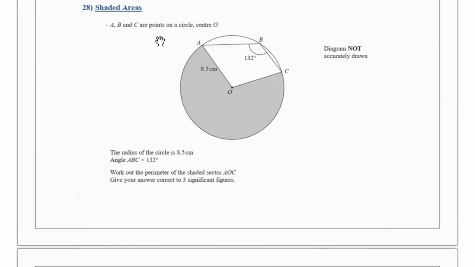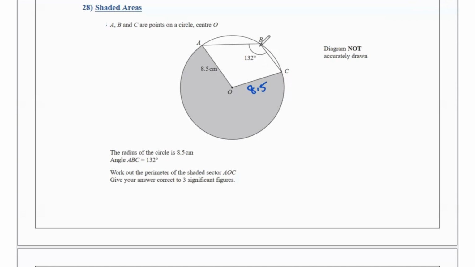Then it says A, B, and C are points in a circle with center O. The radius of the circle is 8.5 centimeters and angle ABC is 132 degrees. Work out the perimeter of the shaded sector AOC, giving your answer correct to 3 significant figures. So if AO is 8.5, OC is also going to be 8.5. For this sector, we need its angle. Without the angle, we cannot find the perimeter with the length of the arc.